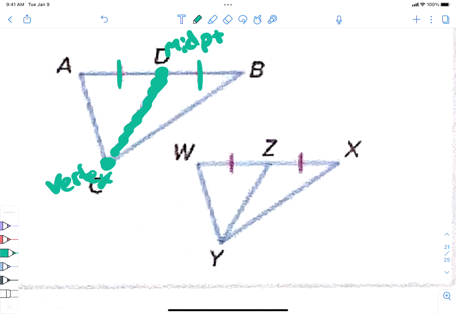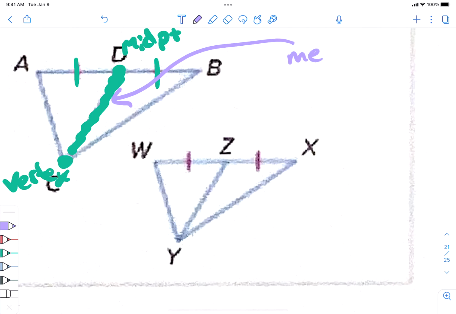The little tick marks tell me that those two pieces are the same distance apart. So that's a midpoint. What's it called when you're going vertex to midpoint? What's that thing called? It's a median. Median means middle, so median is like midpoint, I think. So median, midpoint, vertex to midpoint is the median.